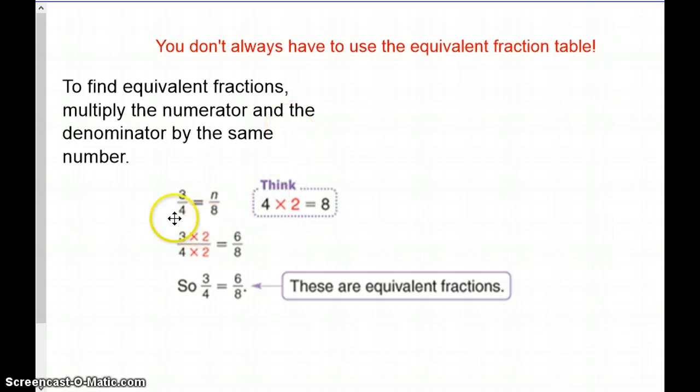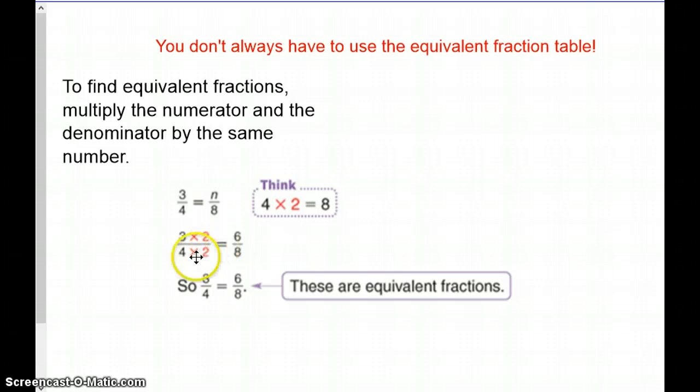Okay? So in this problem, we're trying to figure out what the equivalent fraction to 3/4 is. Well, in this fraction, they've already given us the denominator of 8. So we need to figure out which fraction would be equal to 3/4. What you have to ask yourself is, how can we get from 4 to 8? Well, most of you know that if you multiply 4 by 2, you get 8. And so the rule is, whatever you do to the bottom, you have to do the top. Or whatever you do to the top, you have to do to the bottom.